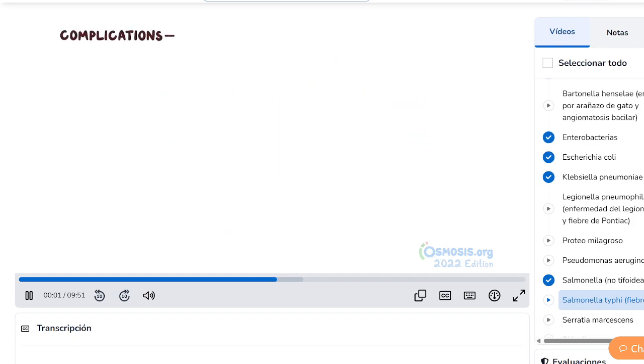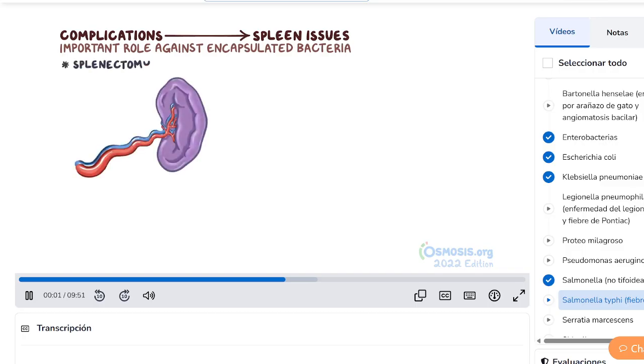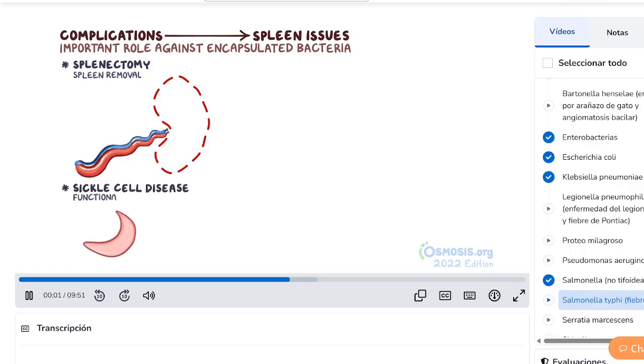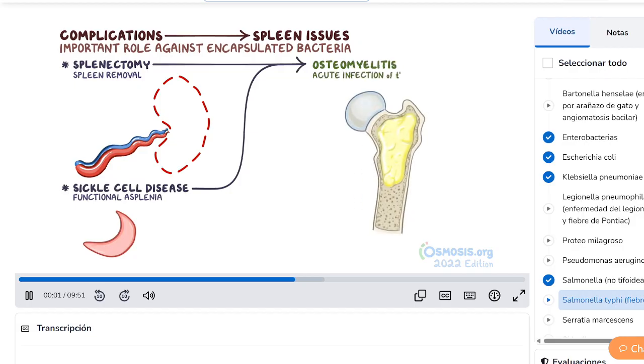Another complication can arise in individuals with spleen issues, because the spleen plays an important role in immunity against encapsulated bacteria. This includes people who have undergone a splenectomy or spleen removal, or those with sickle cell disease who have functional asplenia. In these individuals, S. typhi can cause osteomyelitis, which is an acute infection of the bones.